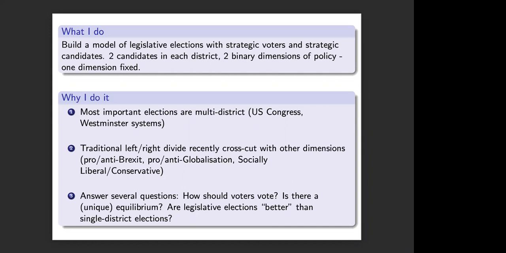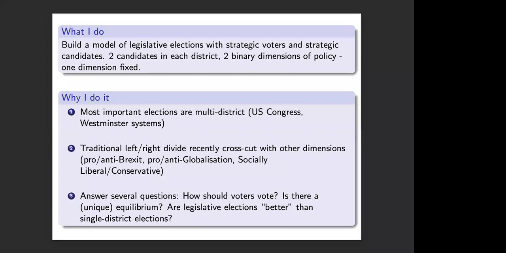The second point is that traditionally we focus on just one dimension, left versus right, a Downesian kind of framework. But recently this has been cross-cut with other dimensions. We can think of pro and anti-Brexit, pro or anti-globalization, socially liberal and conservative, et cetera. So it seems that more and more, voter preferences don't exactly all collapse onto one dimension. There's something interesting to be studied there in looking at more than one dimension.